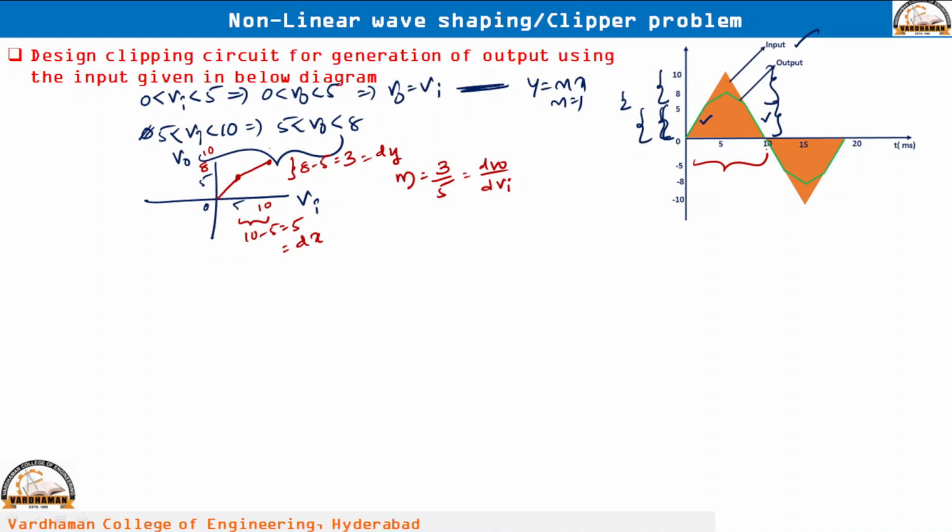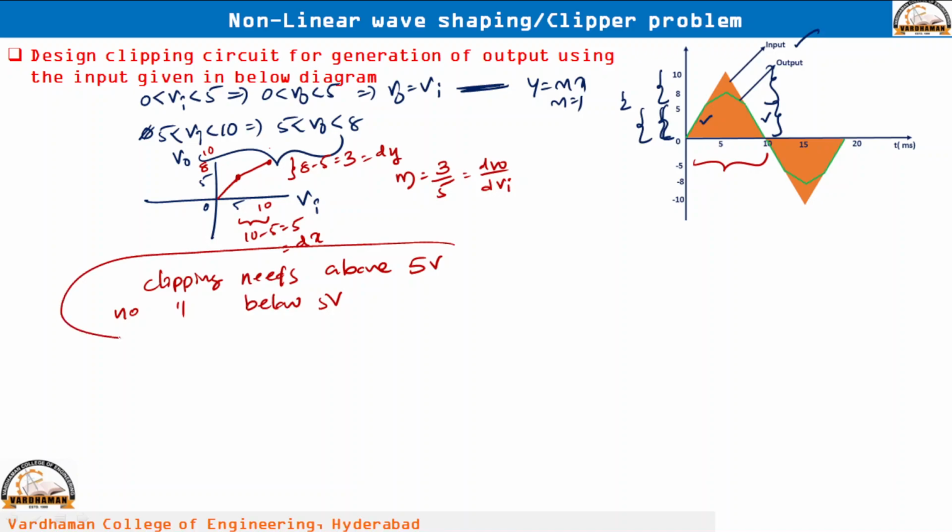So when input is below 5 volts, output is equal to input. When input is above 5 volts, clipping operation has been done. There is an output decrement in the input. When input changes from 5 to 10, that is what we have to observe. So clipping needs above 5 volts, no clipping below 5 volts. So this is our observation.